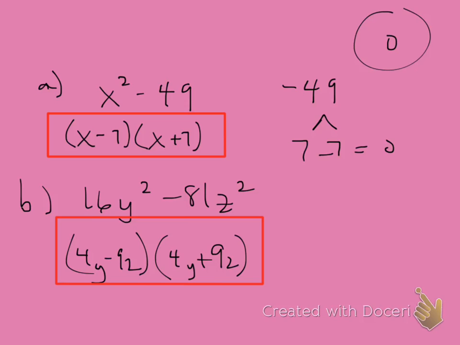Okay? Same thing applies for this one. The square root of 16 is 4, so I stick a 4 in each one. The square root of y squared is y, so I stick a y in each one. Then I have a difference of squares, so I'm going to have a minus and a positive. I'm just going to put one in each. The square root of 81 is 9. The square root of z squared is z, and I put those in each one as well. This only works if they're both perfect squares. Everybody follow that? Okay?